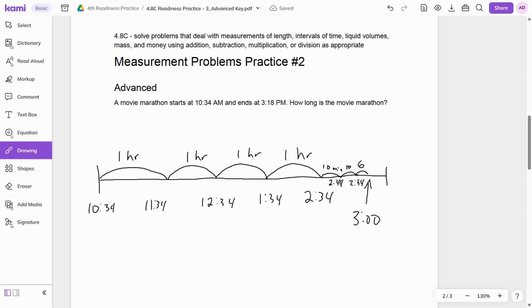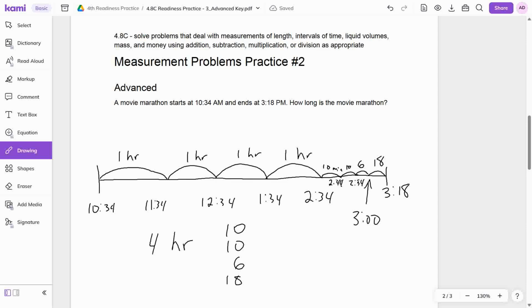The reason why that's helpful, if I can get to 3 o'clock, well, then I can go ahead and just take my 18-minute jump, and now I'm at 3:18. And so what I'm doing is I'm adding all of these times. I've got 1, 2, 3, 4 hours. And then how many minutes do I have? I've got 10, 10, 6, and 18.